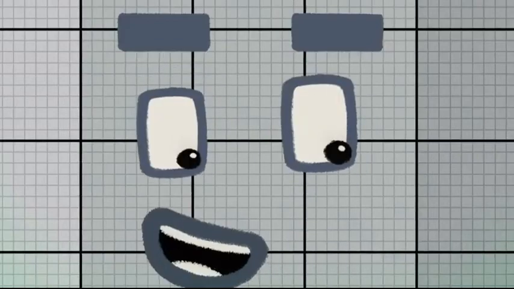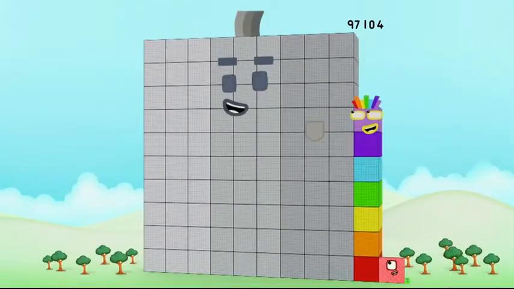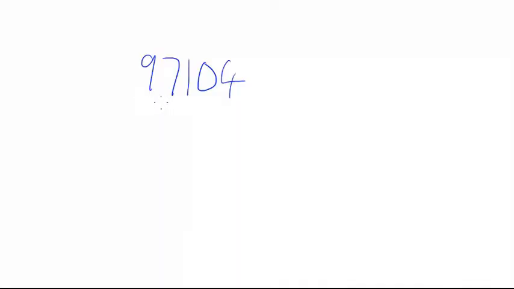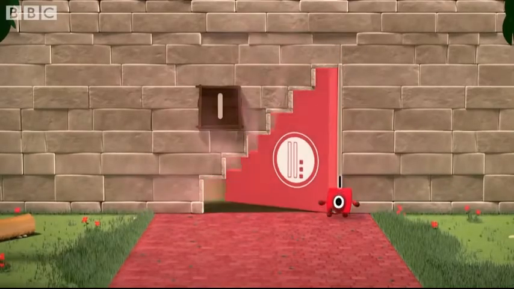There's so much more to explore, like 97,104. Okay then, let's explore the number 97,104 because why the heck not? Step 1. Tens and ones.